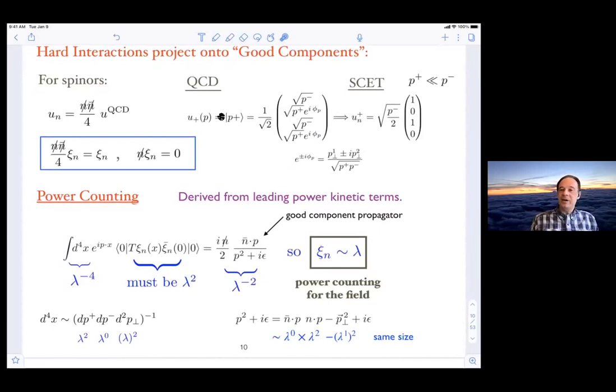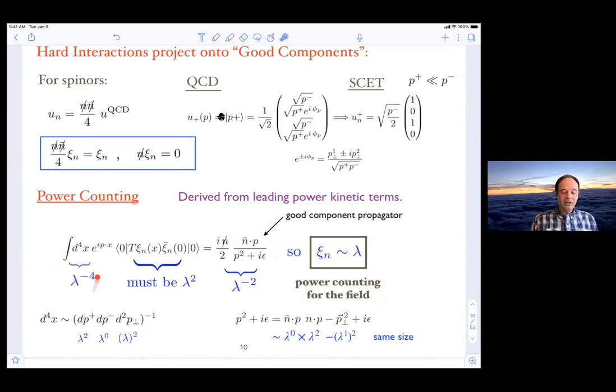So here's how the power counting works for the collinear fields. You write down the collinear propagator formula. That's a time-ordered product of two collinear fields integrated over space-time. If you look at the leading propagator for these good components, it looks like this. You just expand the p slash in the numerator, and you have a p squared in the denominator. The p squared in the denominator has both plus momentum times minus momentum as well as perp momentum squared, but that all scales like lambda squared. The numerator scales like lambda to the 0. So this propagator scales like lambda to the -2.